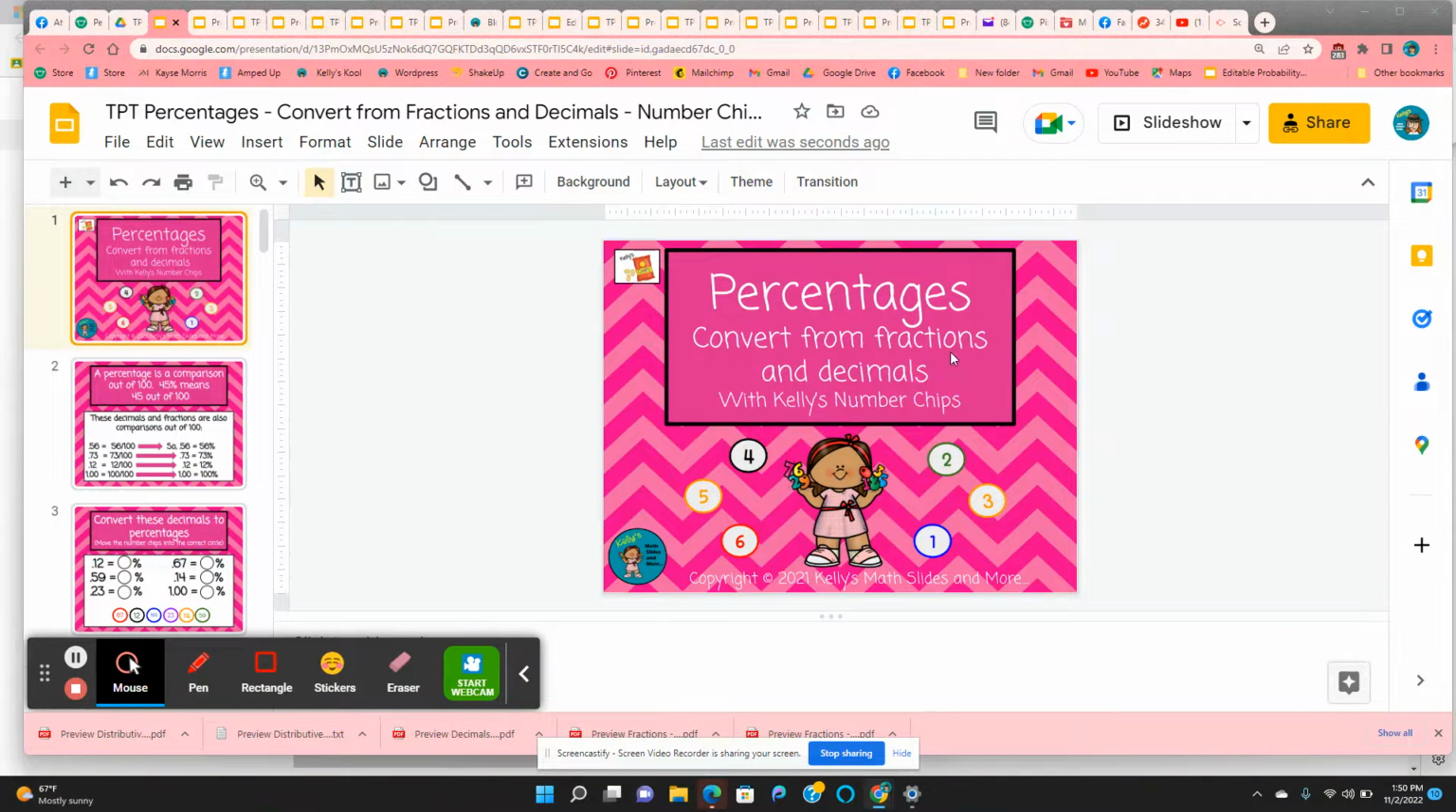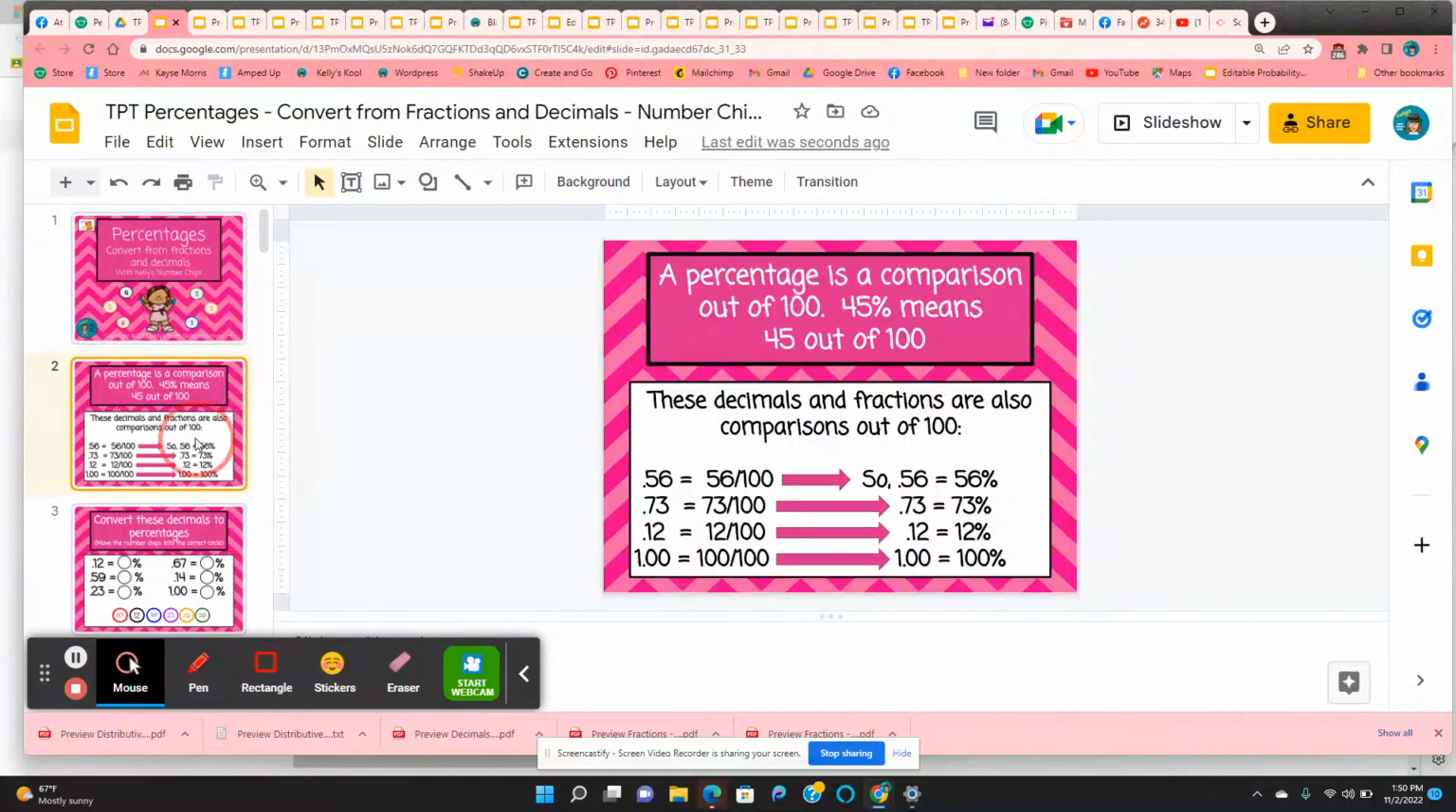Percentages, converting from fractions and decimals with number chips. This is a digital lesson. This is a lot of fun for the students because they can move these colorful chips around their screen. So it just starts out with a lesson of how to change from a decimal to a fraction, from a decimal to a percent.